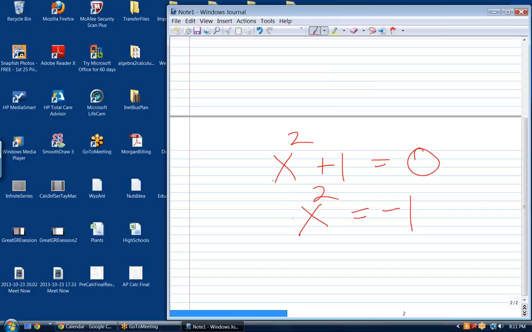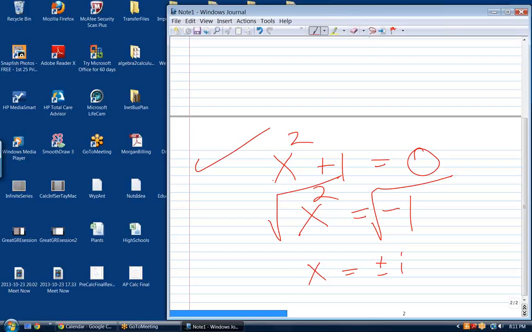Square root of -1, which would be i. Square root of both sides. That leaves x on the left, and it actually leaves plus or minus square root of -1, which is i. So this is where i comes in, when you have an equation whose only solution is imaginary numbers.